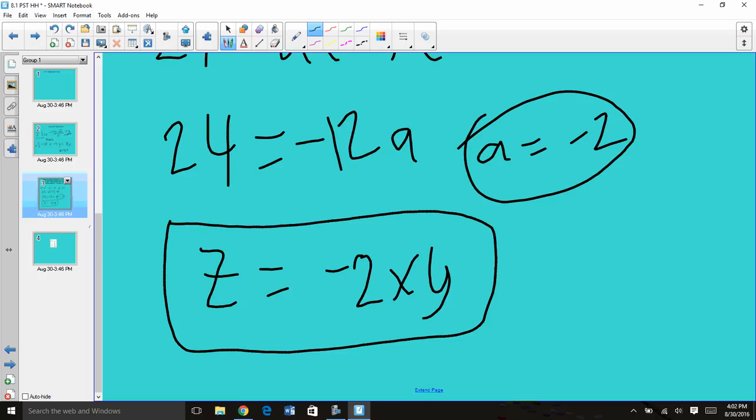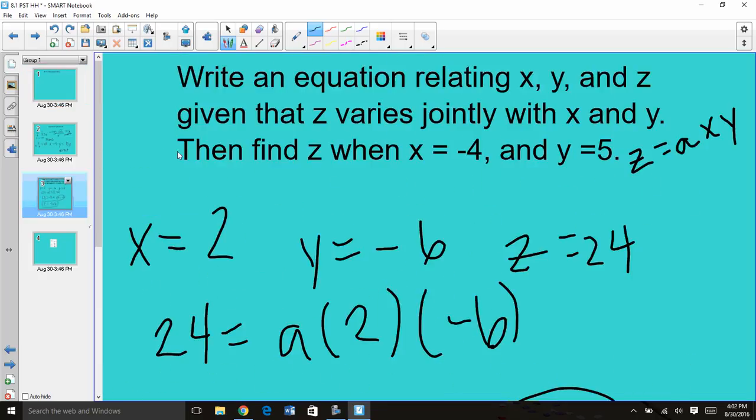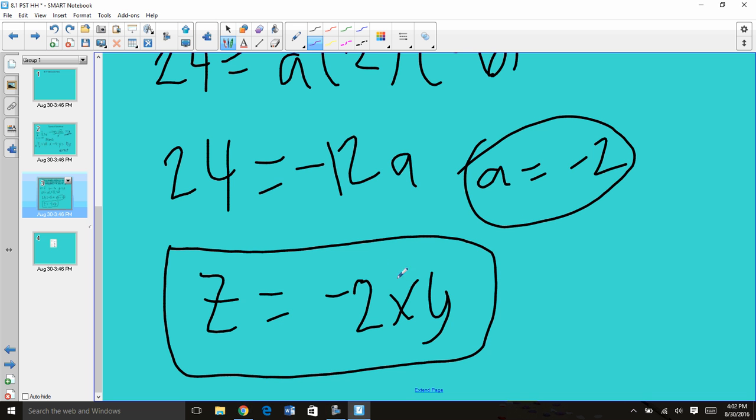And the second part, sorry guys. Second part here says, then we need to find z here. Find z when x equals -4 and y equals 5. So all you have to do is go ahead and plug in -4 and 5 here, and see what we get. So let's just go ahead and do that.